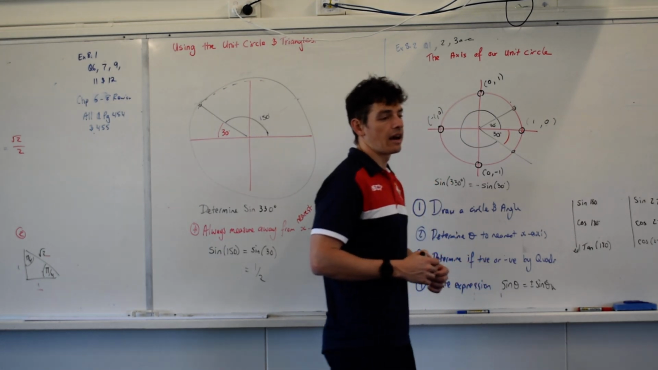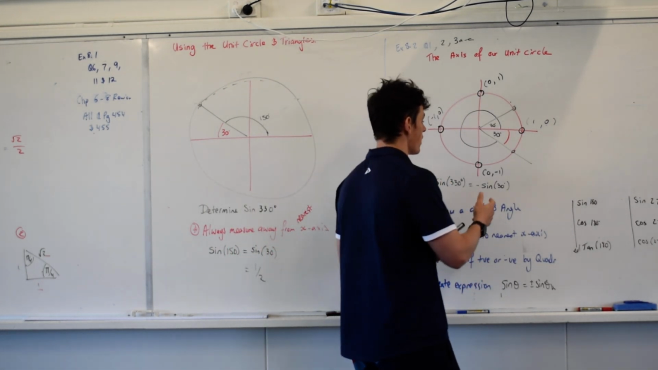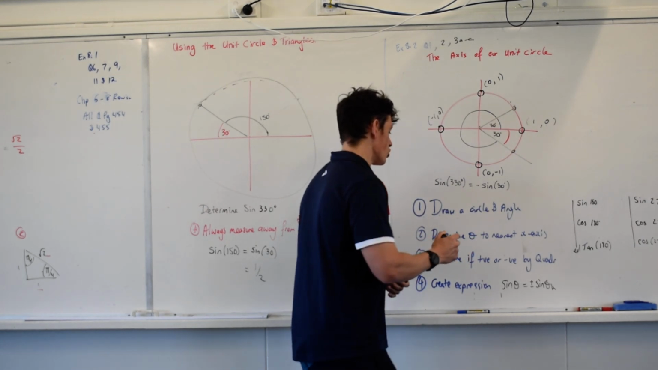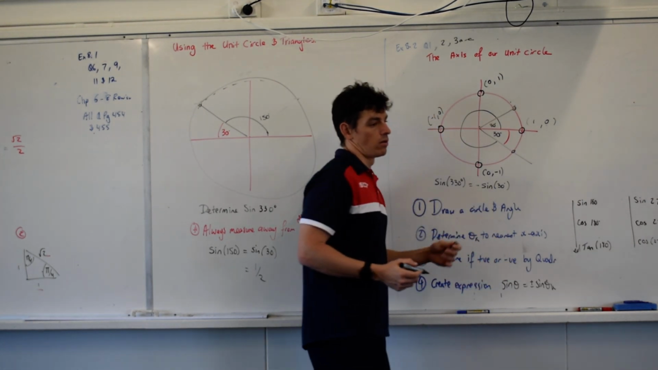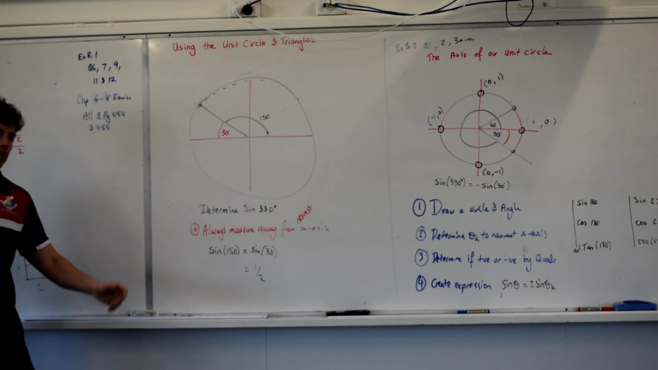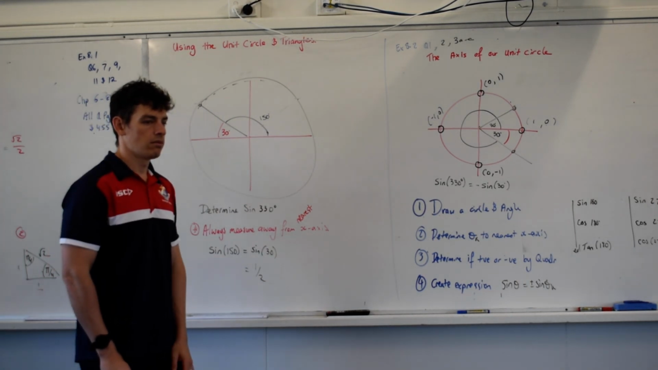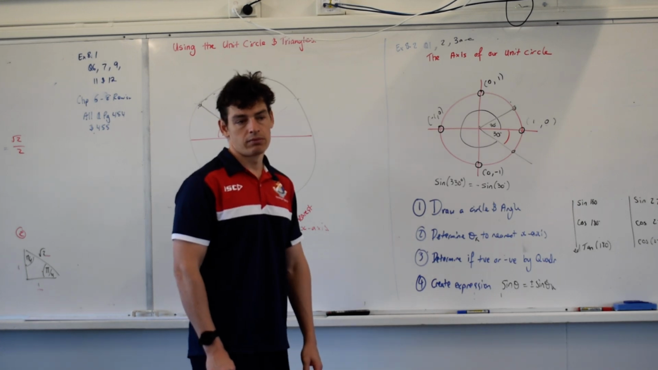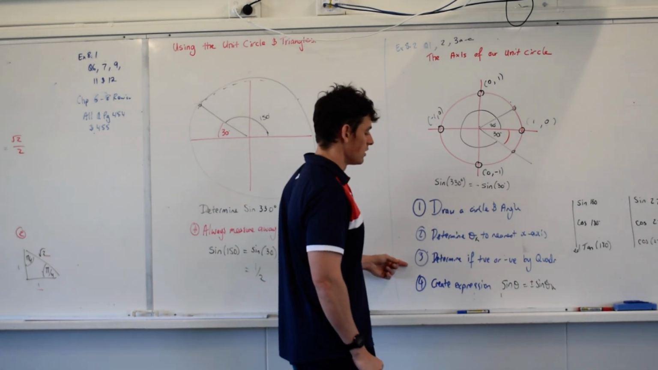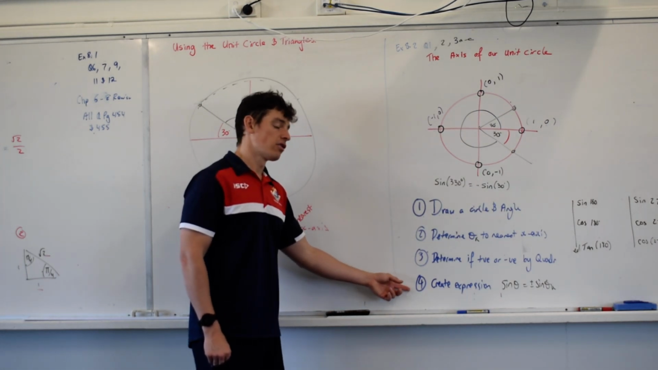I'm going to call theta k my key angle. So in this scenario, what was my key angle? 30 degrees, which is simply determine theta k is what I'm really determining. I just call it theta k because I call it my key angle. You can call it whatever you like. Happy with that? So draw it, determine the angle to the nearest x-axis, identify whether it's positive or negative, create an expression.